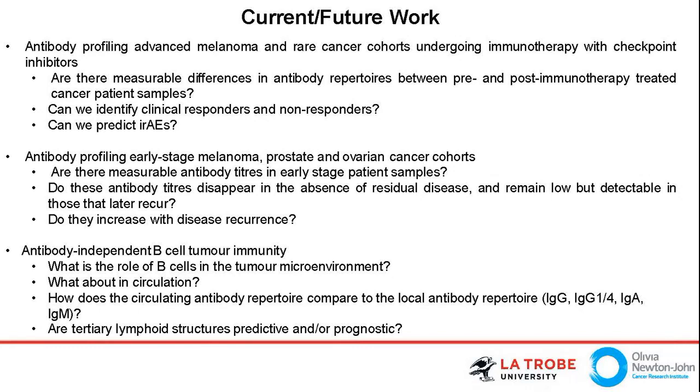Similarly, of course, tertiary lymphoid structures are still very important, and we're doing quite a lot of work, particularly in lung cancer at the moment, looking at whether these structures are predictive or prognostic. And we've also done this in prostate cancer too.